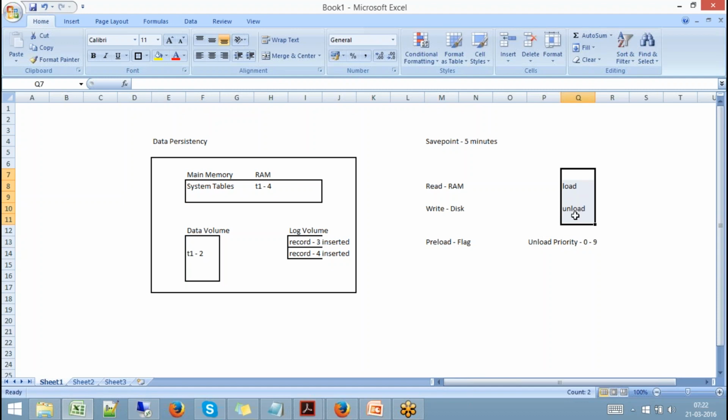This will be manipulation: you actually manipulate whether it has to be loaded or unloaded. These will be the properties on a table set up for whether, when you switch on the server, this table must be loaded to main memory or not. That is for what? Preload flag. And once the RAM is completely filled, if it has to create some space in the RAM, which table should be unloaded is defined by what? The unload priority. This is again a property of a table.